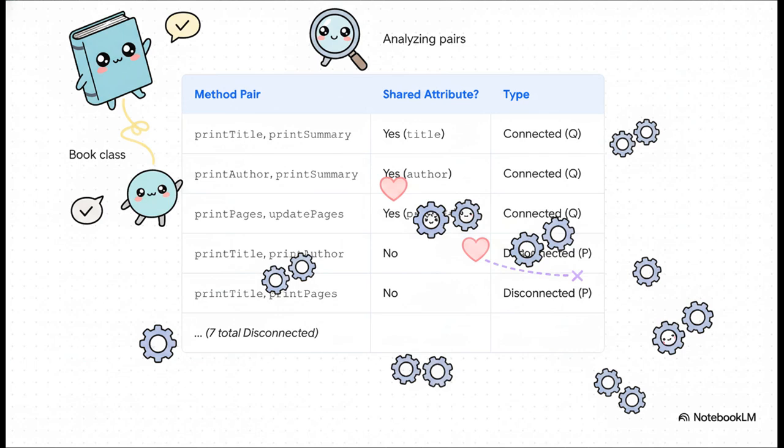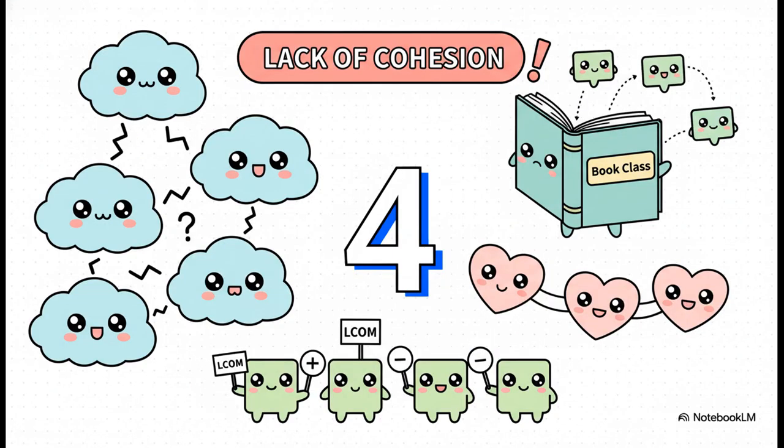Let's make this real with a book class. Okay, so the methods printTitle and printSummary, they're connected because they both use the title attribute. We'll count that as a connected Q pair. But printTitle and printAuthor, they don't share any data, so they're a disconnected P pair. So we go through all the methods, and we find this class has 3 connected pairs and 7 disconnected pairs. And that brings us to the final calculation.